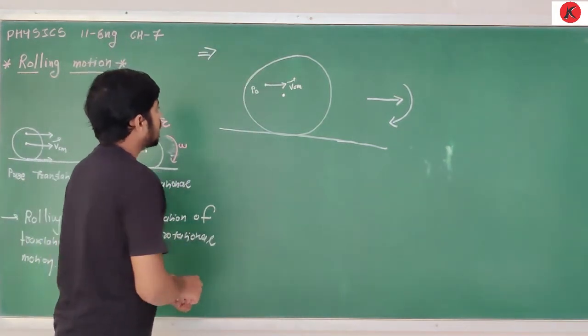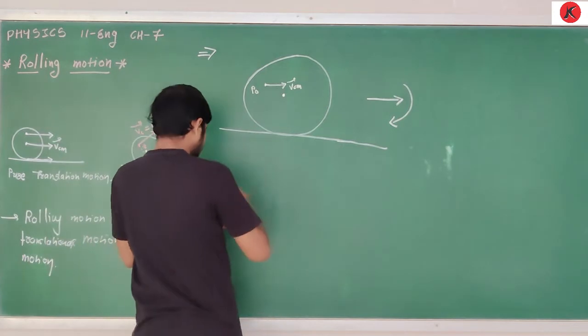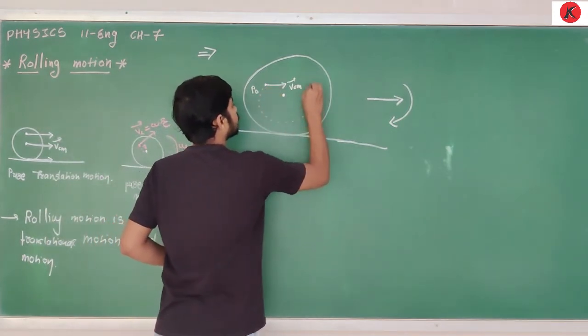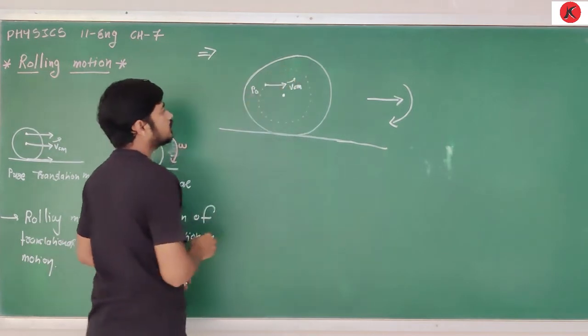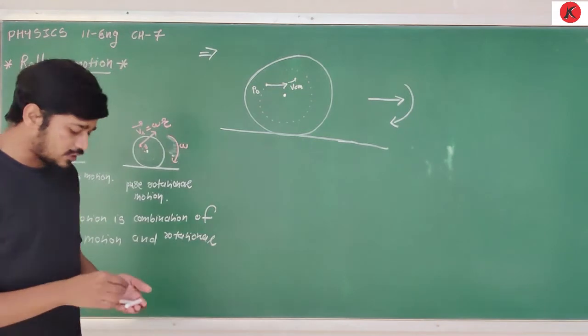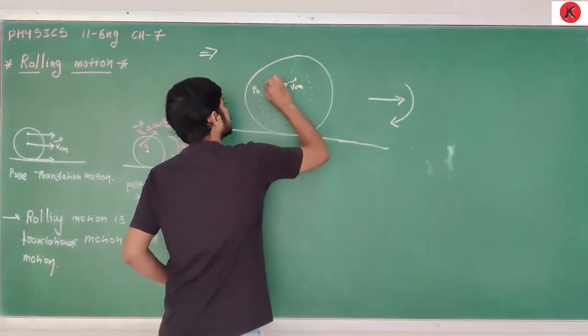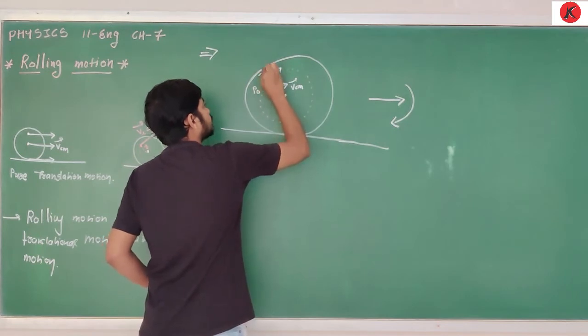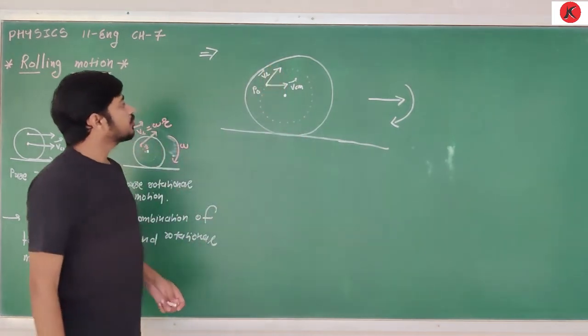Now, see, it is a circle. It is performing circular motion on this. So, on account of rotation, what is its linear velocity? Here, it is in the direction of the tangent. It is VL.